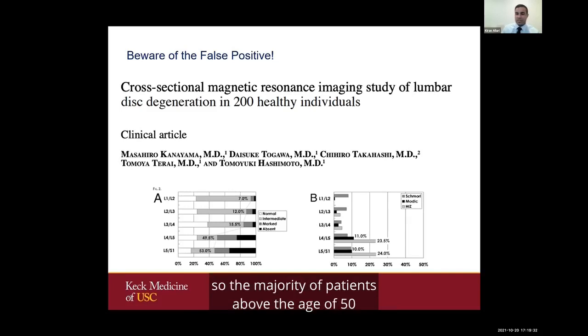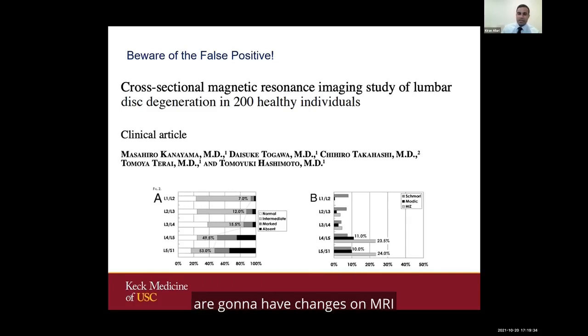So the majority of patients above the age of 50 are going to have changes on MRI that are consistent with degenerative disc disease, which is why I said you really don't need an MRI in these patients, because you'll probably find something that's not going to change your management.